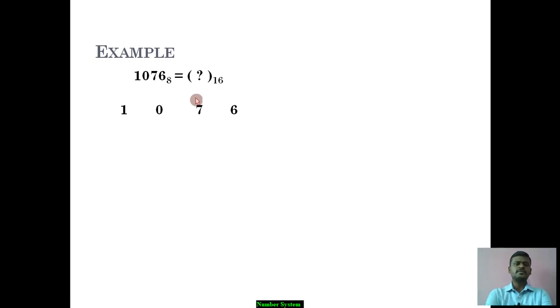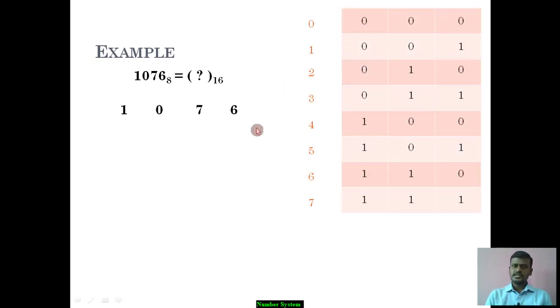From where will we find the binary equivalent for these values? From the table. If you remember the table, that is the octal table. In the octal table we have the binary equivalent numbers. So binary equivalents can be taken from this table: for 6 it is 110, for 7 it is 111, for 0 it is 000, and for 1 it is 001, right?